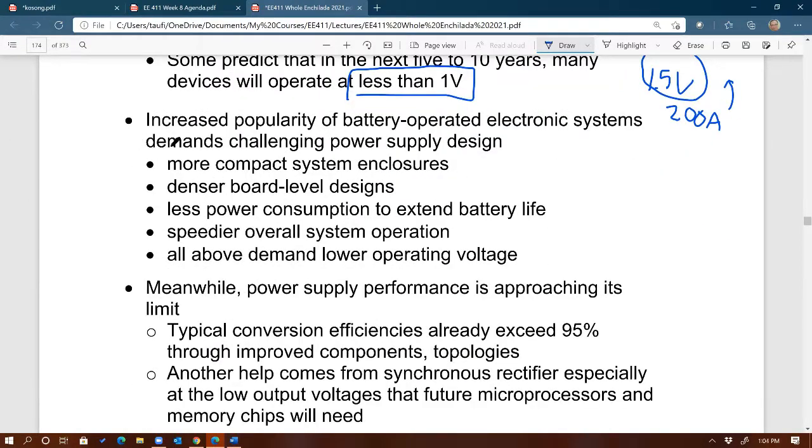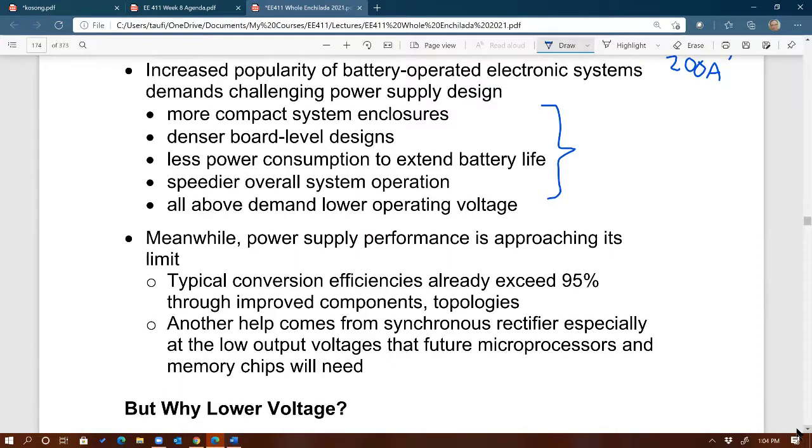And then the increased popularity of battery-operated electronic systems will also demand low voltage systems. More compact system enclosures, denser board level designs, less power consumption. These are all requiring low voltage operation. So that's why the trend nowadays is for consumer electronics to go lower and lower in voltage.